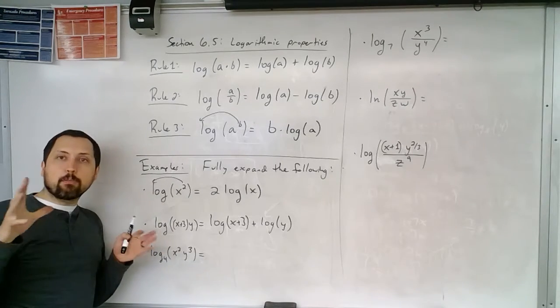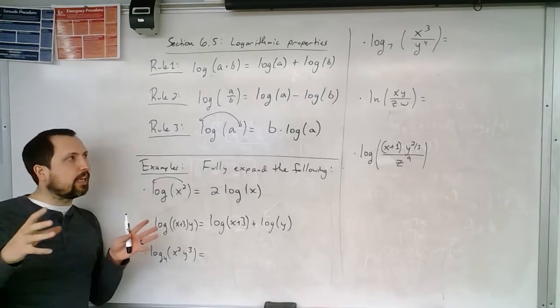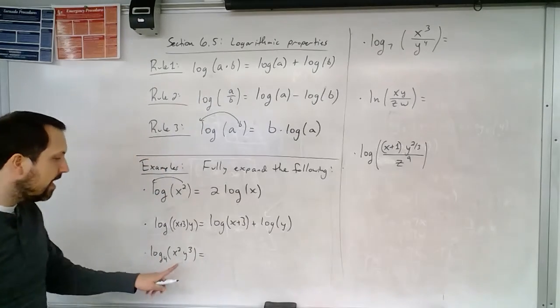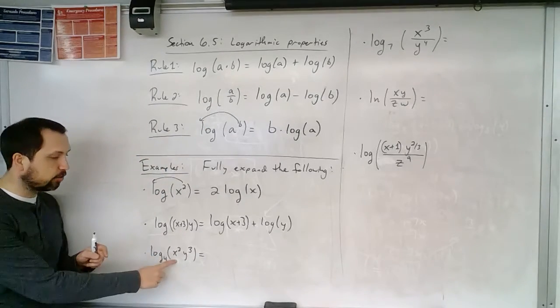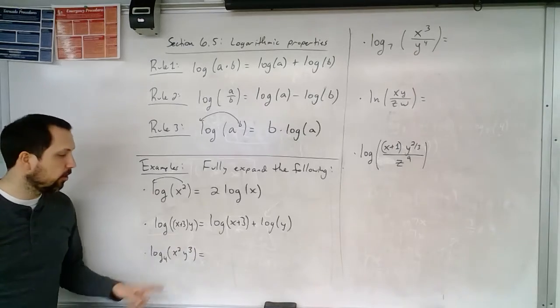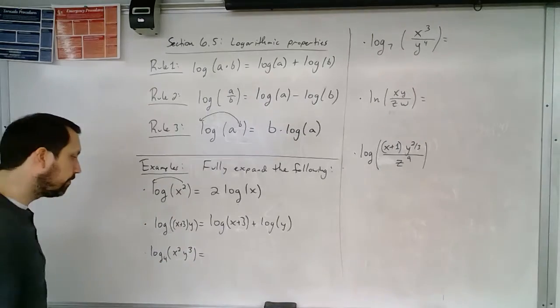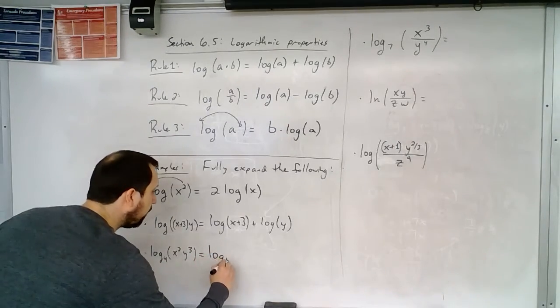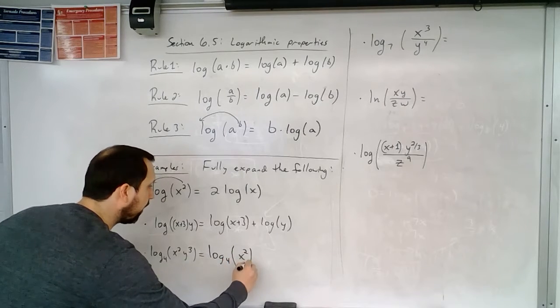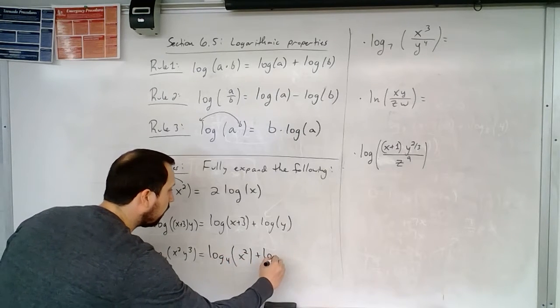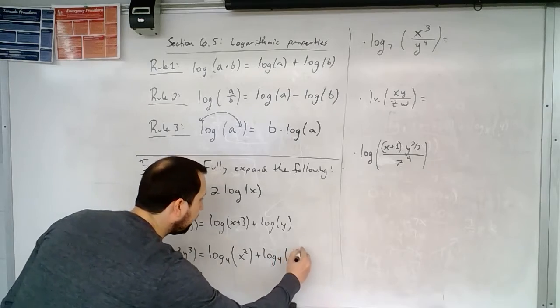Well, we see the outermost function. The thing that's really taking place, the biggest outside thing, is multiplication. I have an x squared times a y cubed. So I'm going to do the multiplication rule. So I have log base 4 of x squared plus log base 4 of y cubed.